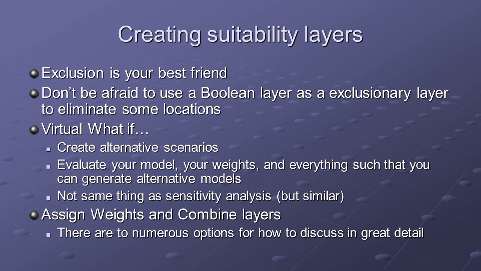Exclusion is your friend when you're creating these layers. Don't be afraid to use Boolean layers as an exclusionary layer to eliminate some locations. You can use this to run virtual what-if scenarios and create alternative scenarios, evaluate your model, your weights, and everything. It's very similar to sensitivity analysis, but it allows you to look at other options. There are also a lot of options for how you can combine your weights in layers. For example, you can add your layers together, or you can multiply them, or maybe you add some and subtract some, or you multiply by some. You have to make a decision for how these pieces fit together.